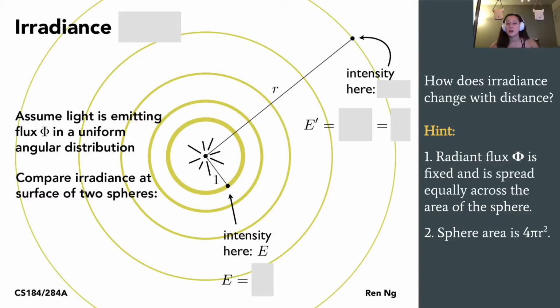Okay, and how does irradiance change with distance? This one's a little more complicated. So let's think about some energy source. It's emitting some constant amount of power. And as this power moves away from the source, it's being distributed evenly, you can think of it like a sphere. It's being distributed along this larger and larger sphere.